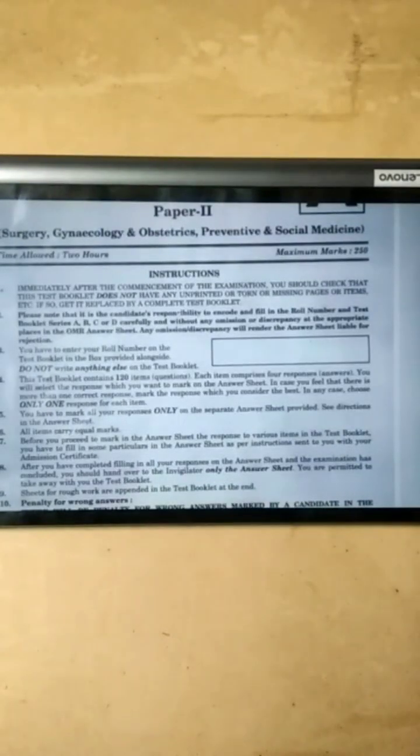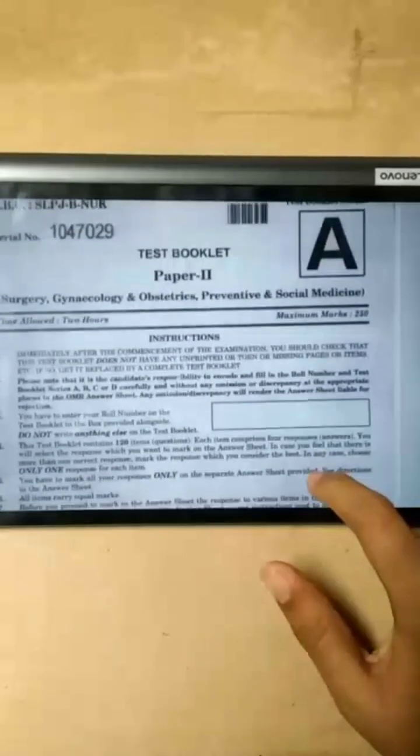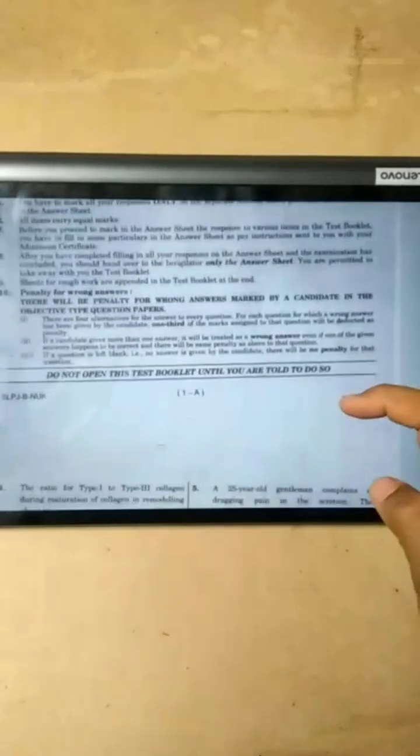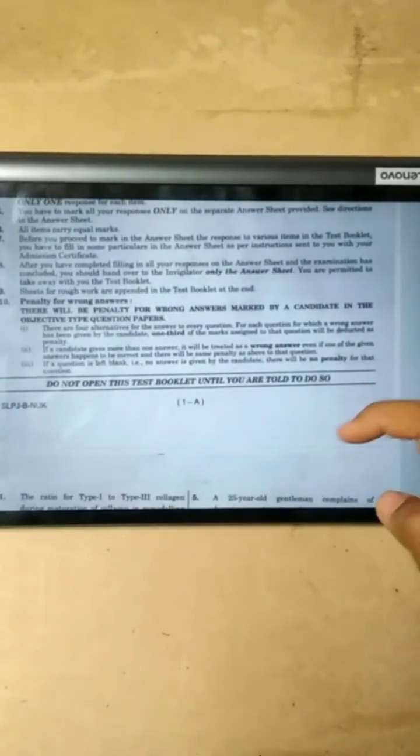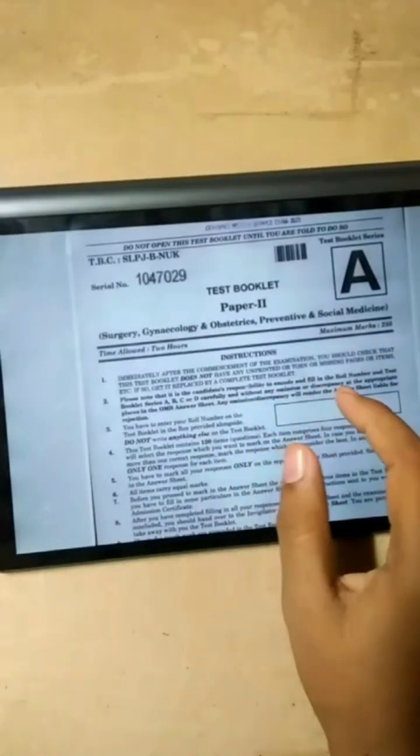Today we will be discussing the UPSC CME paper. This is paper 2 and the booklet is A type. We'll be discussing daily 40 questions, starting with paper 2. Mostly UPSC will test only one-liners and some good clinical questions.